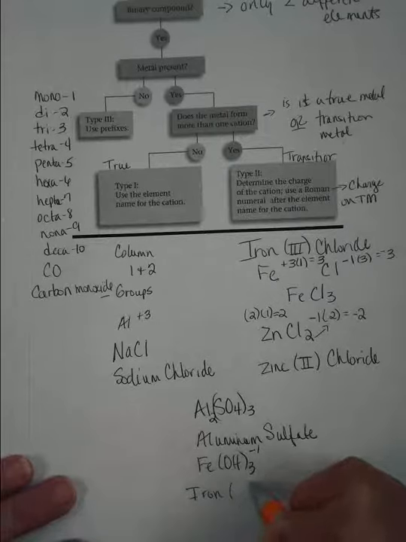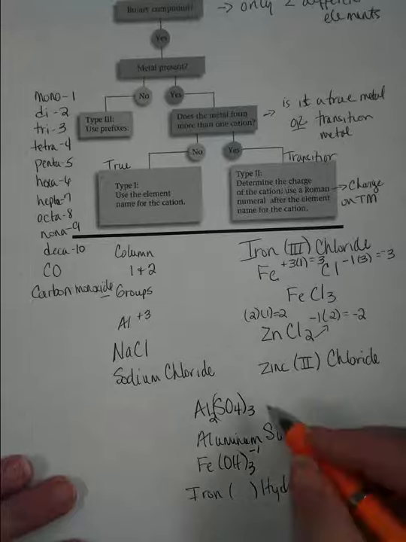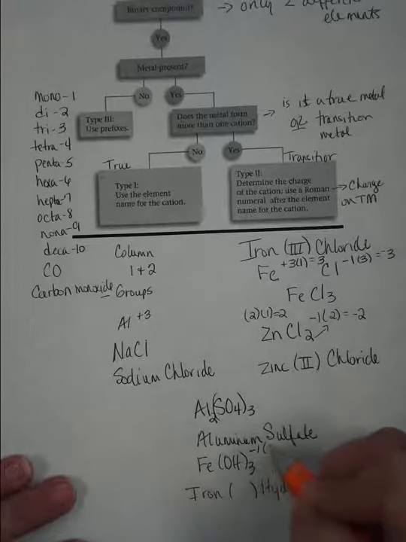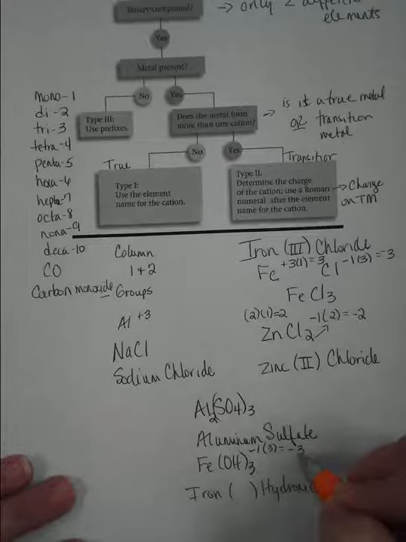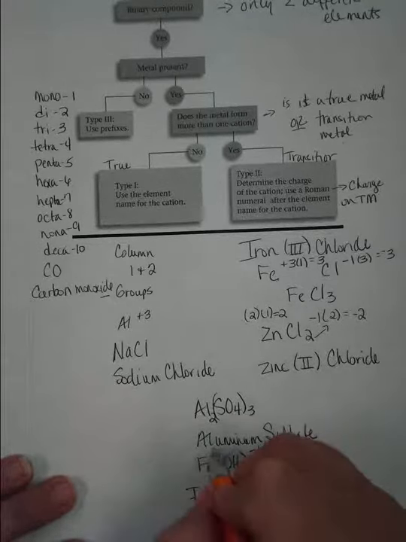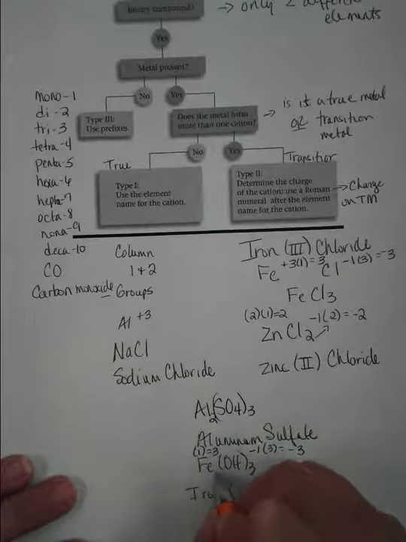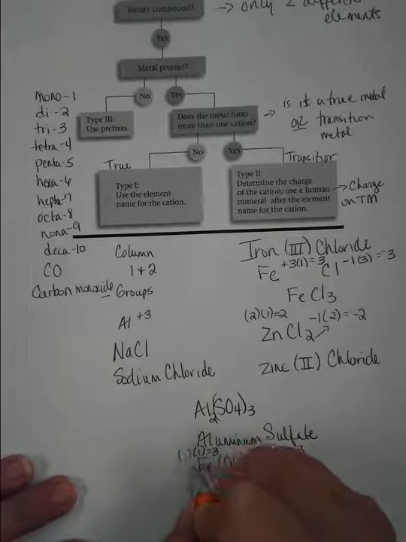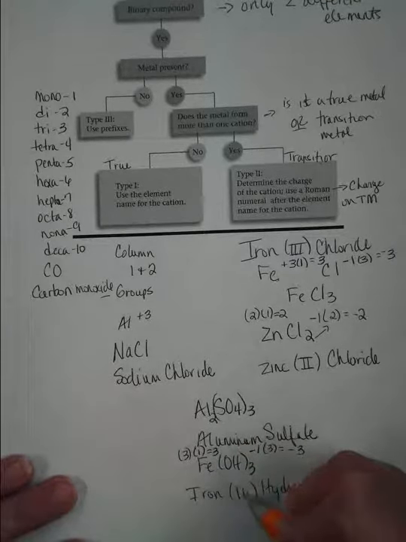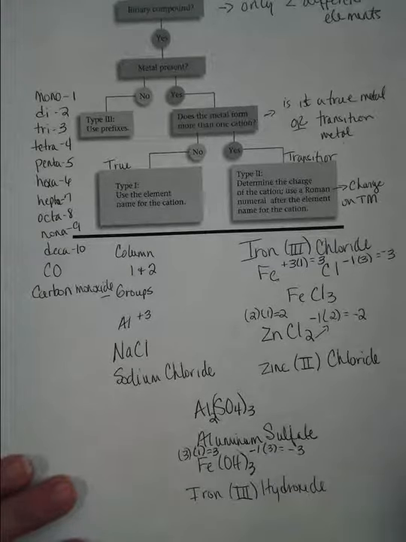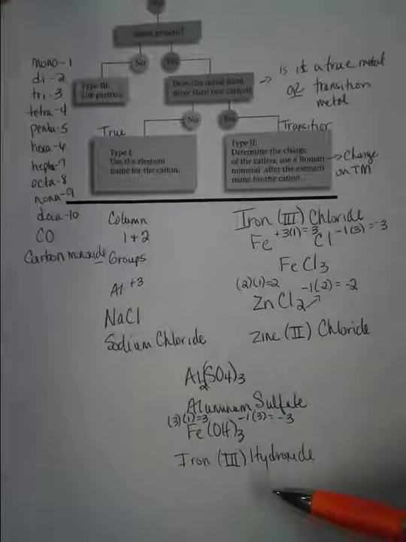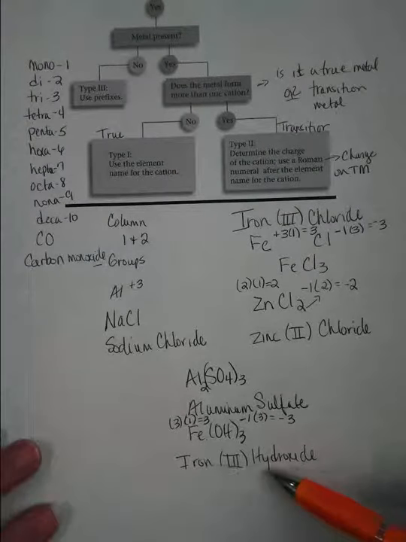So let's write that down: iron, charge, hydroxide. Hydroxide has a -1 charge, and there are 3 of them. So this side is a -3 charge. The question is, what does the iron side have to be? It has to be a +3. I have 1 iron in this case, so its charge must be a +3 in order to make that balance out to 0. So this is iron 3. I don't know if you can see that. There you go. This would become iron 3 hydroxide.